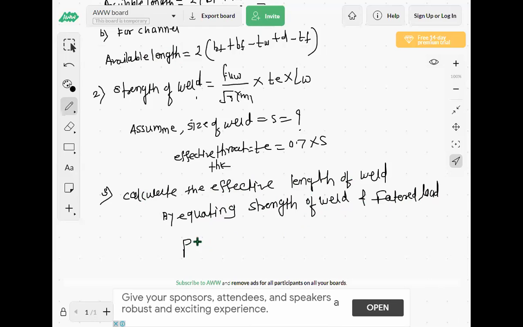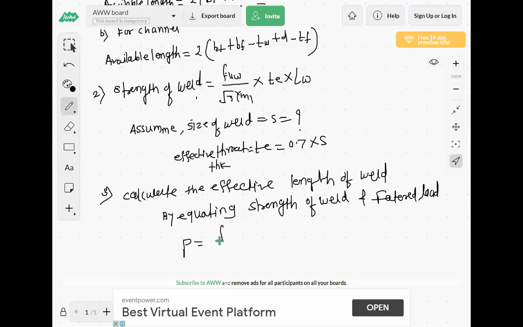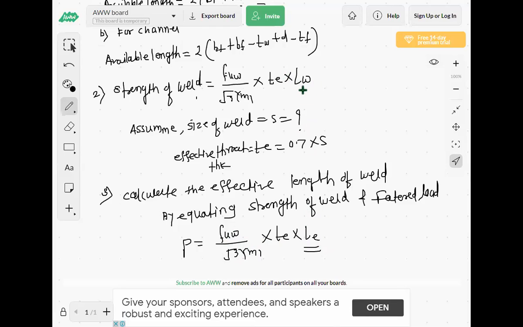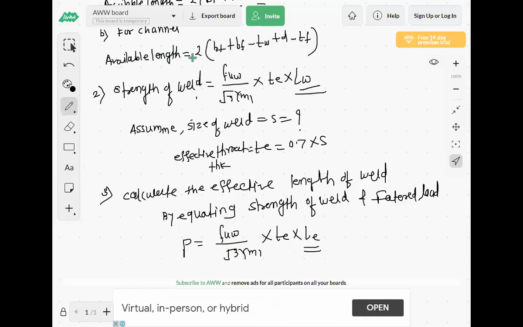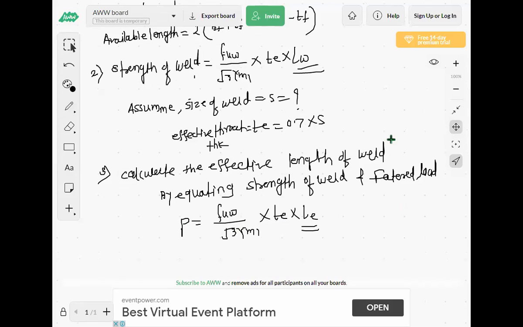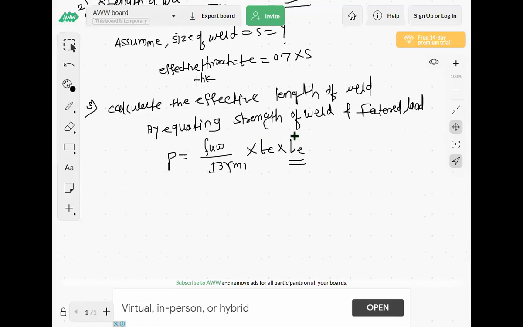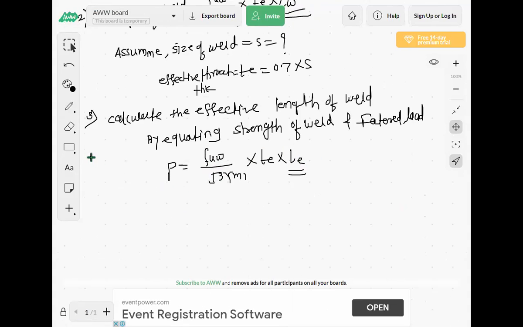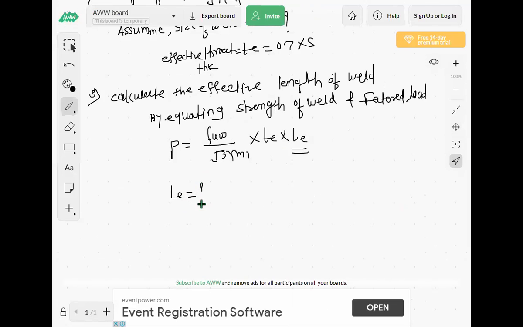So factored load is P, and strength of weld is here FUW divided by root 3 gamma M1 into TE into LW, where LW is the effective length of weld. Means for the load that is coming, how much length do we have to provide? This length we have calculated is the available length, but how much length we actually have to provide, that we have to calculate from whatever load is coming on the base plate or column. So if we equate the factored load and strength of weld, then you can calculate the effective length of the weld.